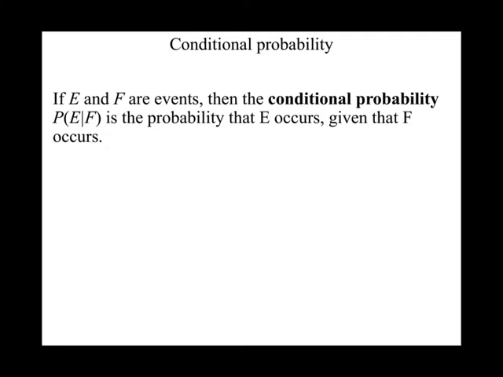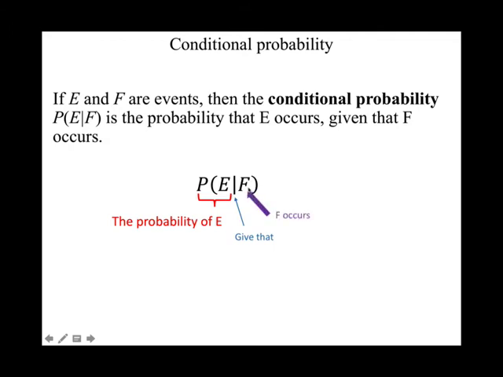Conditional probability. If E and F are events, then the conditional probability is the probability that E occurs given that F occurs. So we are working on the conditional probability. This is what we're looking for, the probability of E. And this line here means given that, under the situation that F occurs. We call this a conditional probability.